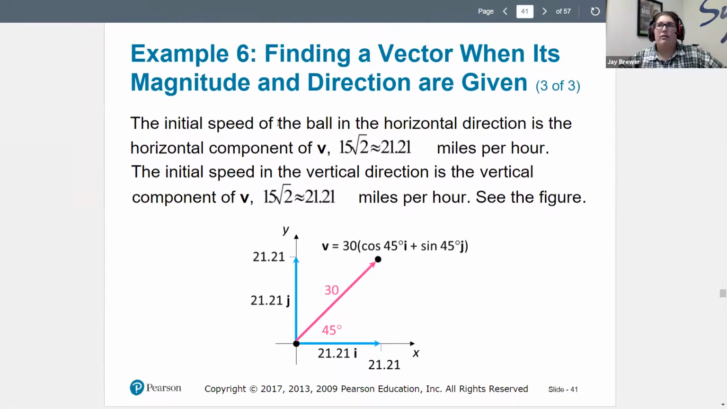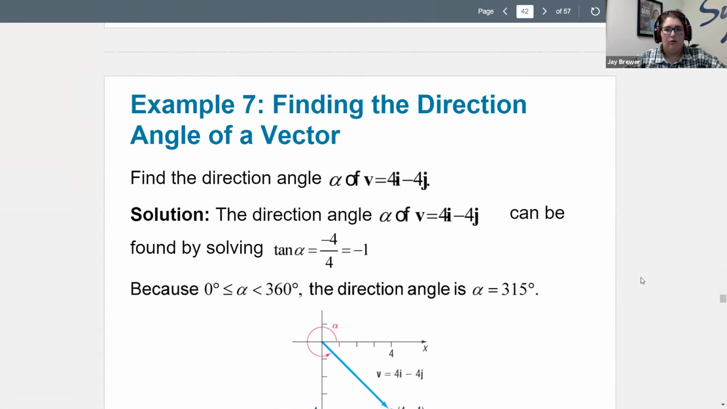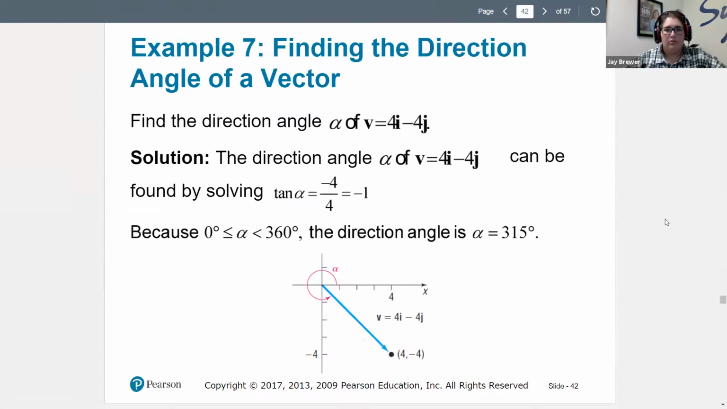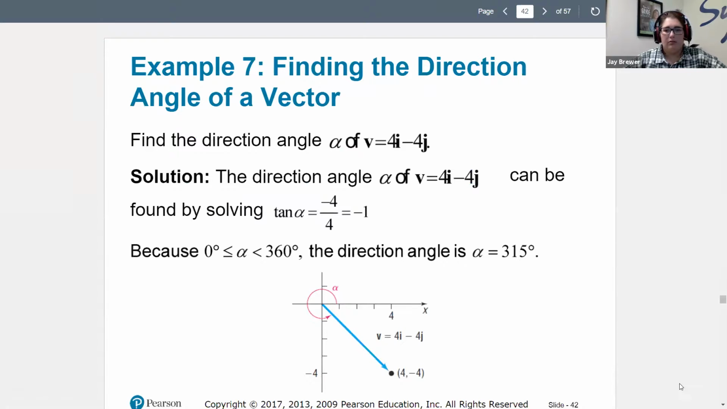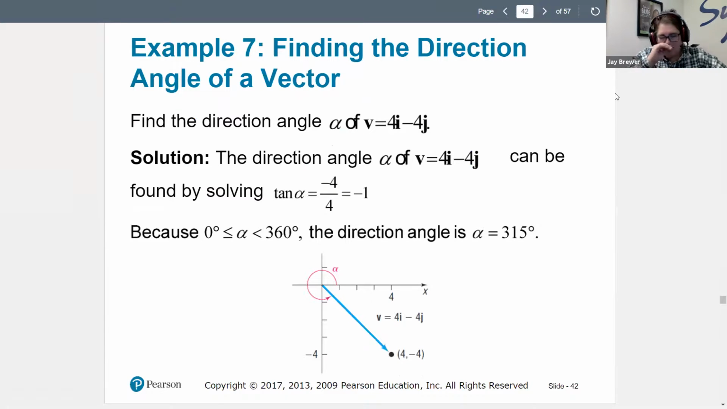The initial speed of the ball in the horizontal direction is the horizontal component of v. So that'll be 15 square root of 2, or 21.21 miles per hour. Then you have to find the vertical component, which is the same thing. So there it all is drawn out. I would definitely pay attention to this problem if you end up coming across one in your homework or on the quiz or exam, I guess, for that matter. Though you all know that there are examples within your homework, so you should be fine.